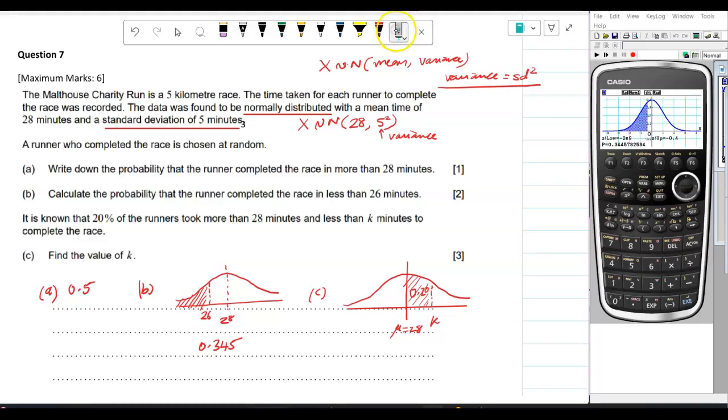Now what you need to remember is, what is the total area under the curve in a normal distribution? 100%. What is the area of half? 0.5. What is the area of this half?